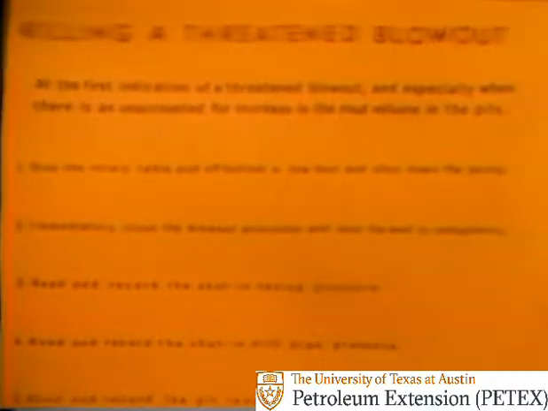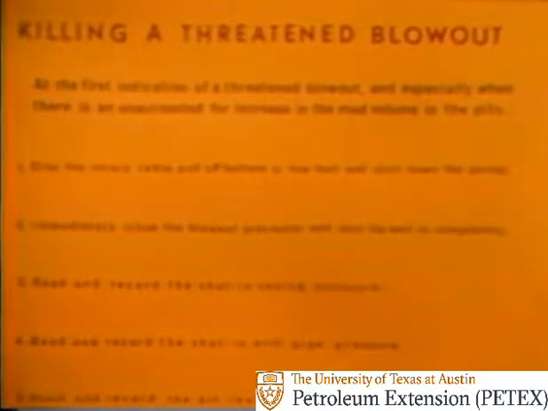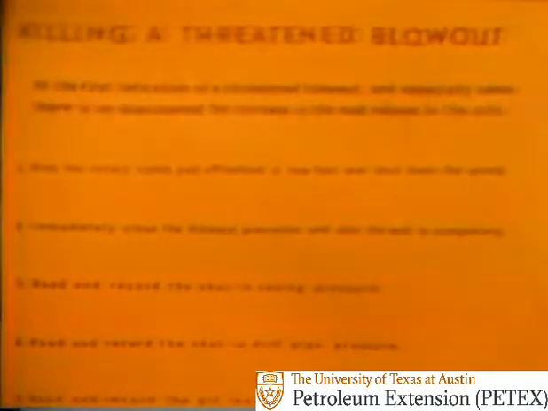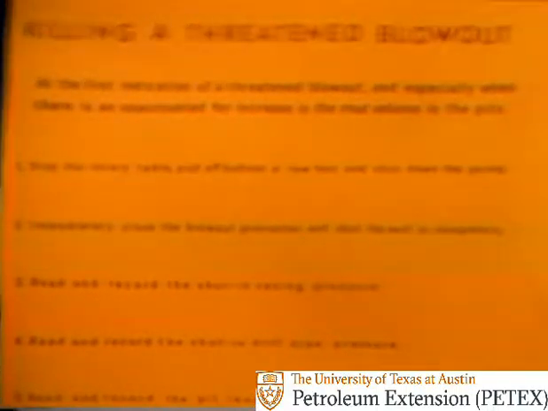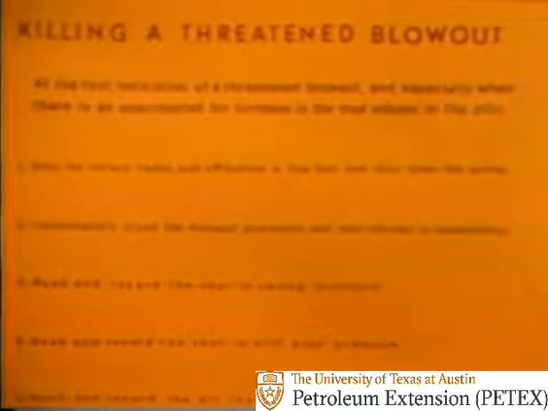At the first indication of a threatened blowout, and especially if there is an unaccounted for increase of the mud volume in the pits, there is no need to delay action. Stop the rotary table, pull up off bottom a few feet, and stop the pump. Immediately close the blowout preventer and shut in the well completely. Read and record the shut-in casing pressure. Read and record the shut-in drill pipe pressure. Read and record the pit level increase.